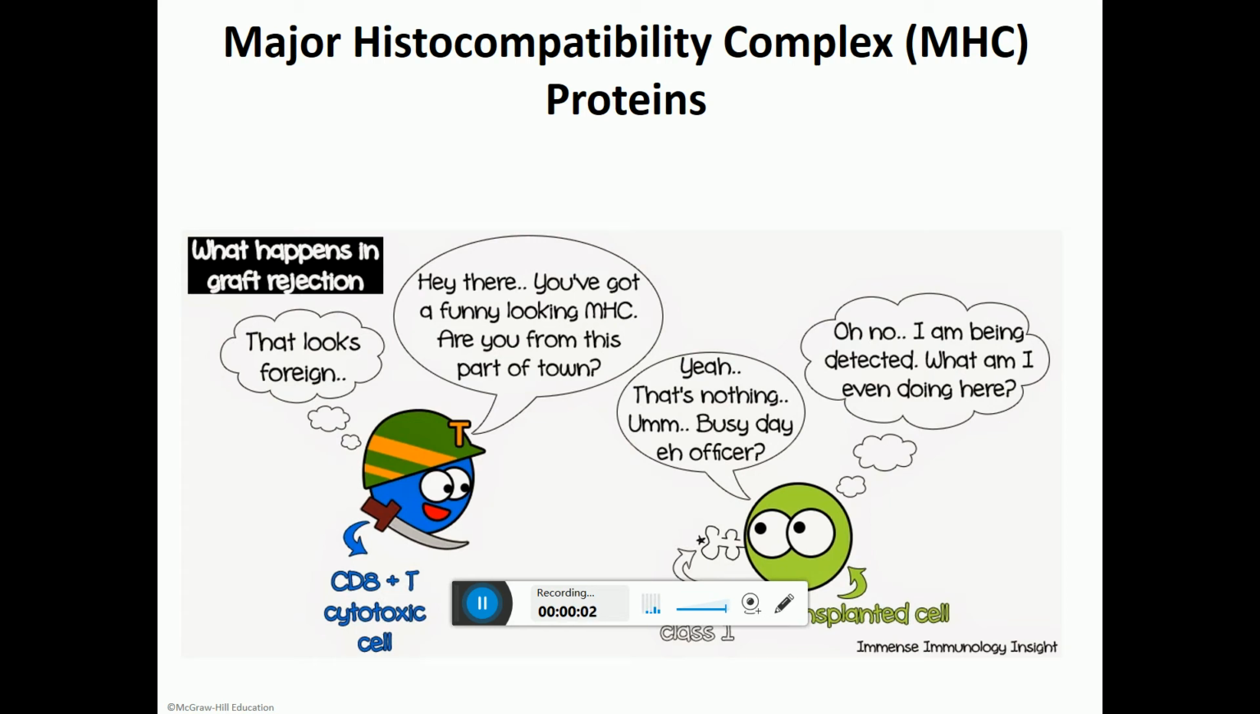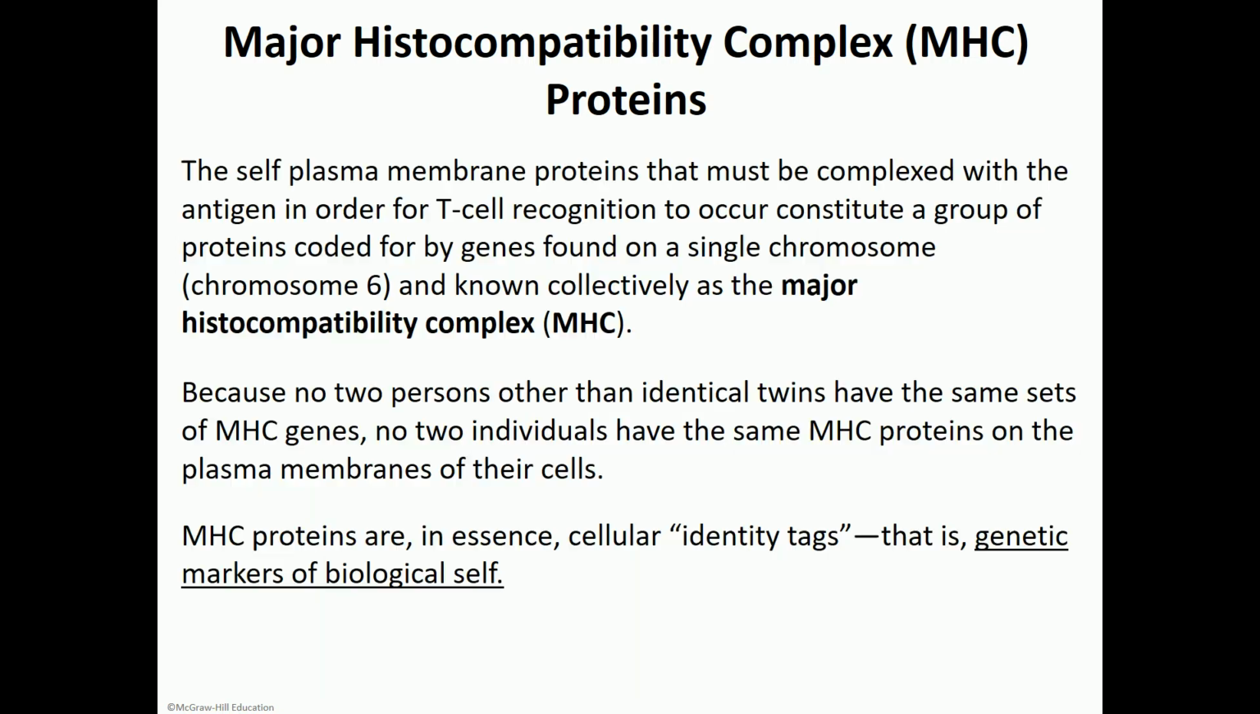Now here we'll talk about two different proteins known as the major histocompatibility complex proteins, or the MHCs. These are huge proteins that are found on the cell membrane of basically all of our cells. There are some exceptions that we'll talk about in a minute. And that huge protein is known as the major histocompatibility complex.